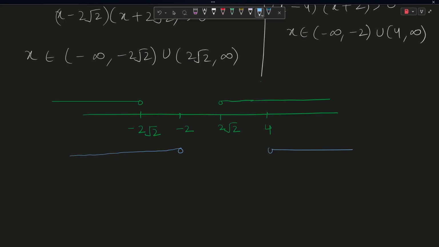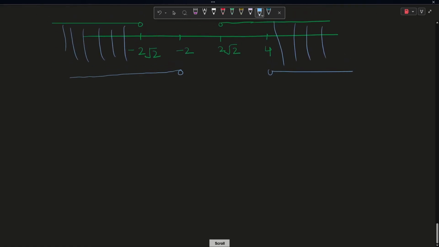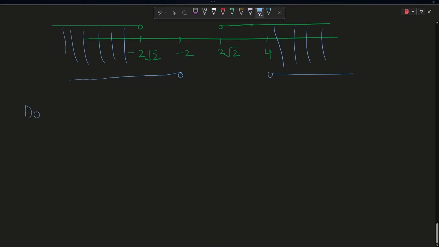So of course the common part is this one. I can write that the domain of the inequality will be x belonging to minus infinity to minus 2 root 2 union 4 to infinity. This will be the common part, or the domain, of the above inequality.